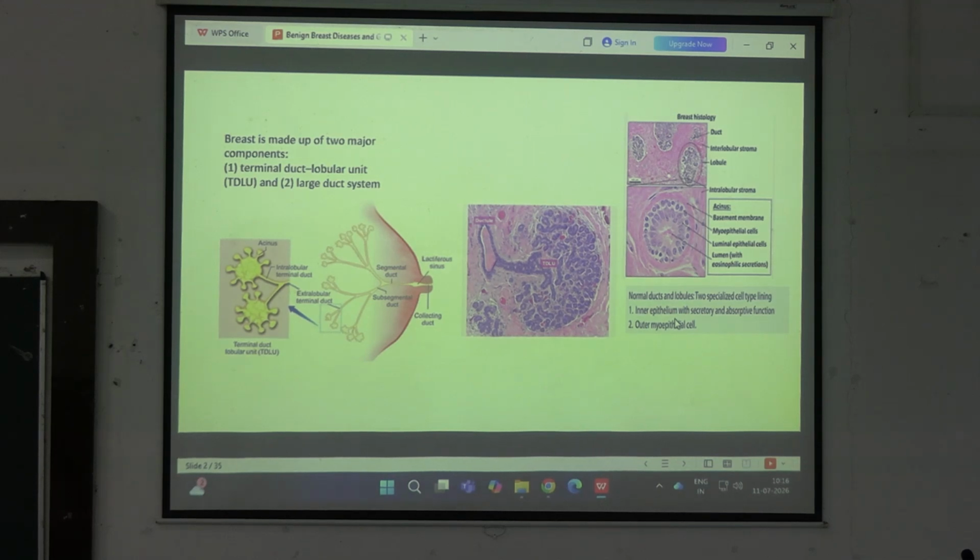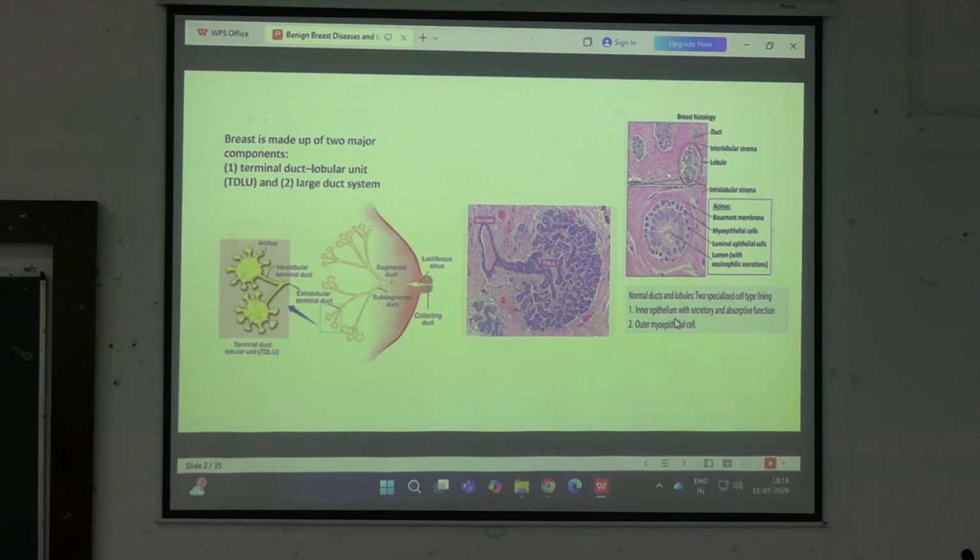Another important part is the underlying stroma. These are the lobules, and the intervening part is the stroma. The stroma is also important. From the stroma, some conditions arise, and stromal invasion is important in case of malignancies. In case of malignancies, from this proliferation, the cells will invade the stroma. This pink part is the stroma.